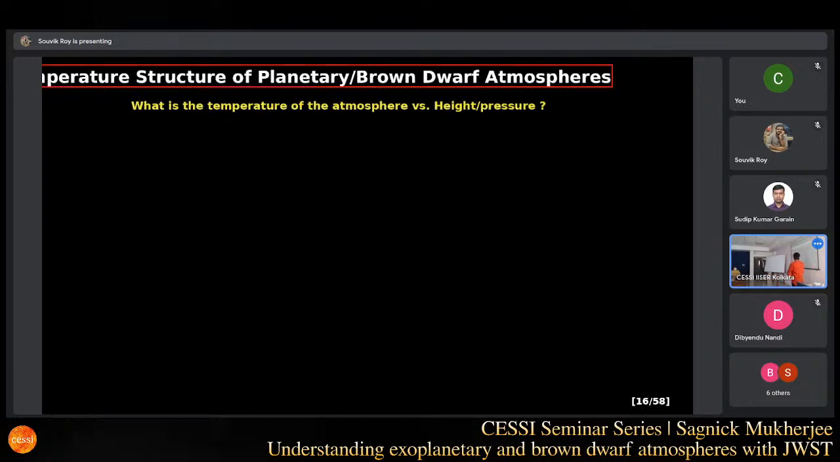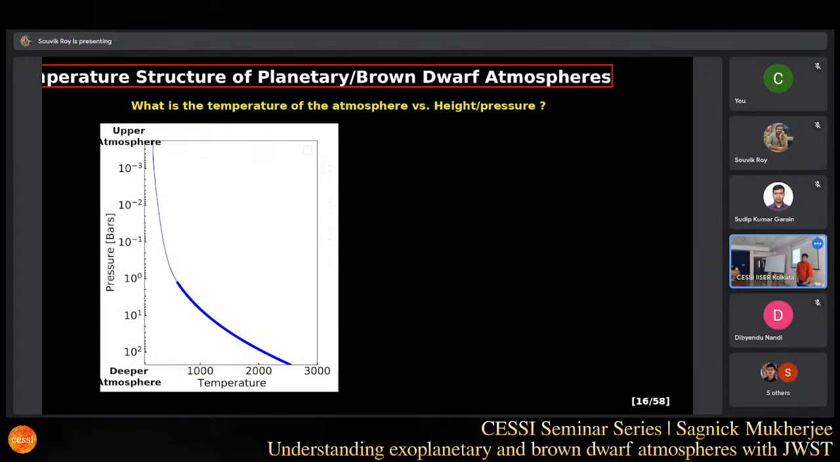It's simply the temperature versus the height of your atmosphere. What's the temperature at each height? And often we, exoplanet theorists, like pressure more than height because it's a more natural coordinate to think about. And you can define it here. This is showing you the temperature-pressure profile of a brown dwarf atmosphere. Higher pressure means deeper atmosphere, and lower pressure means upper atmosphere. And what you see is the deeper atmosphere is very hot and the upper atmosphere is very cold.